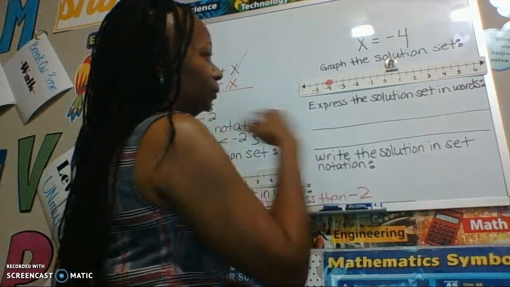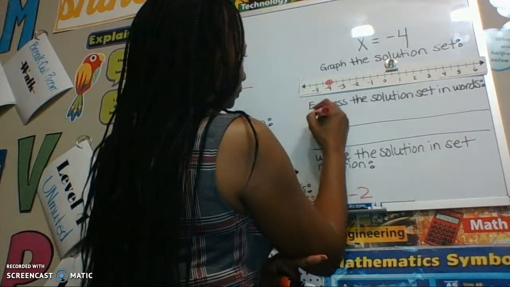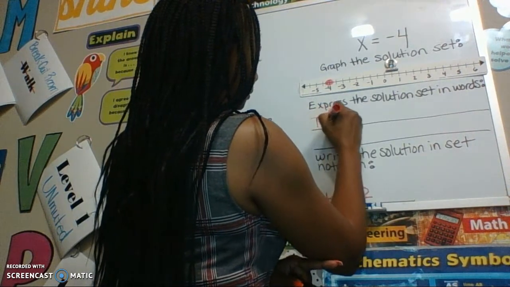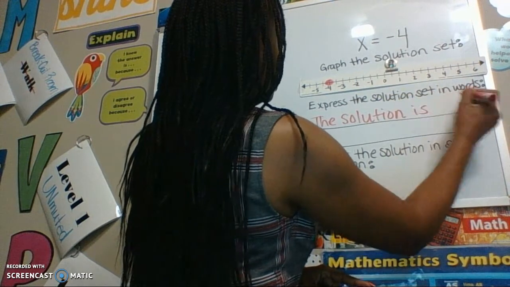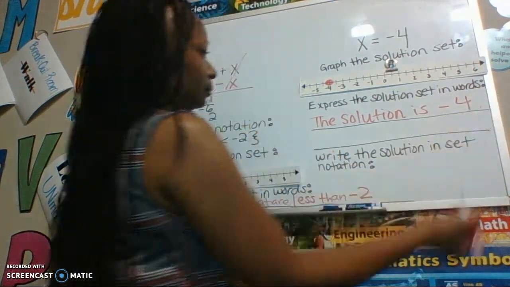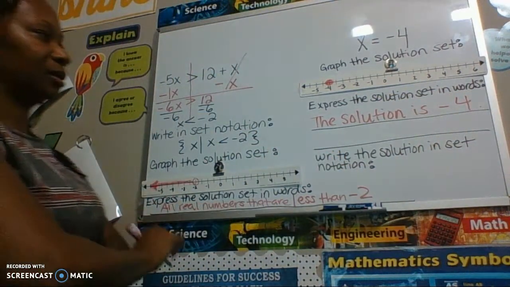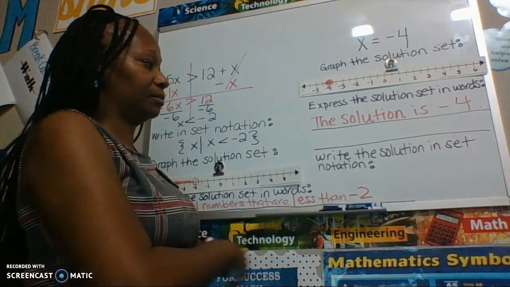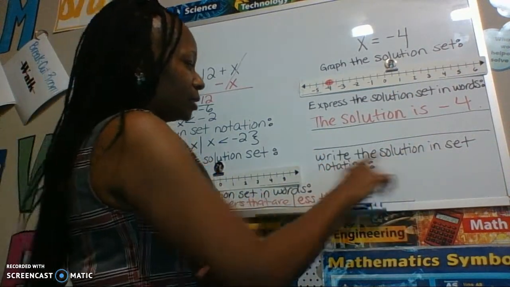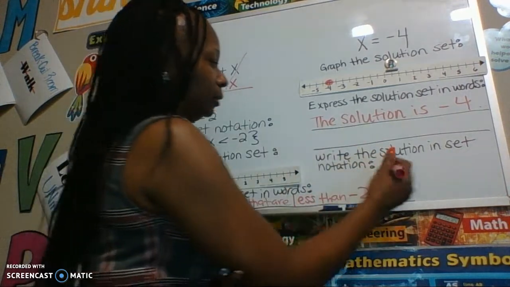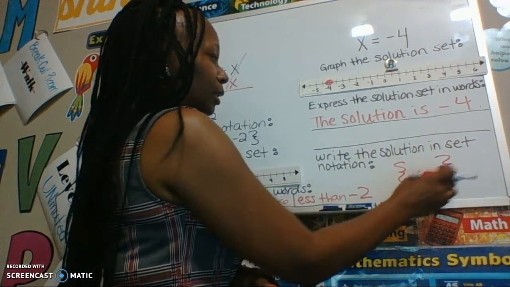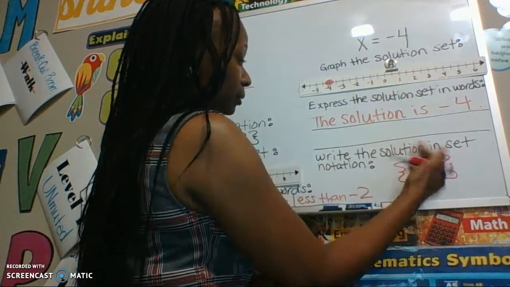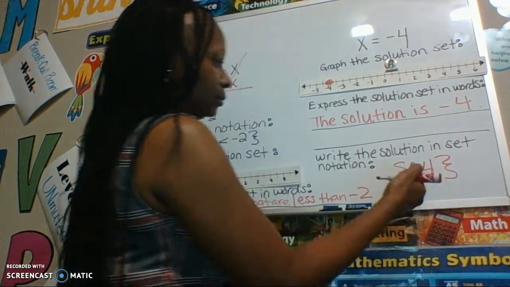Express the solution set in words. Well, the solution is negative 4. It's not going to be all real numbers. It's just negative 4. That's it. Now, write the solution set in set notation. Well, I'm going to use those braces and put my answers that fit and make this true. Well, it's only negative 4. And that's how you do it.